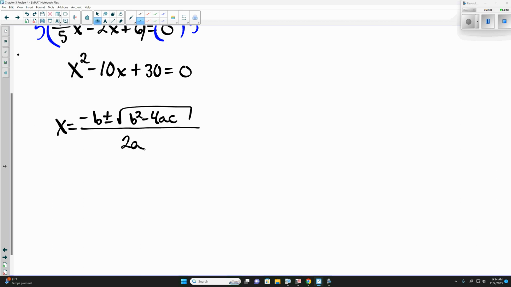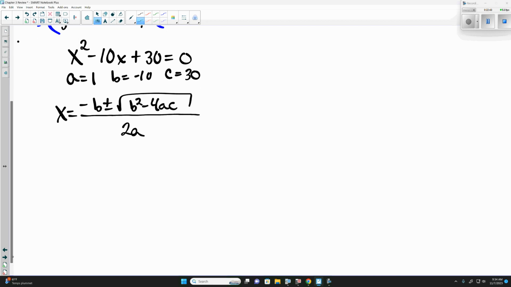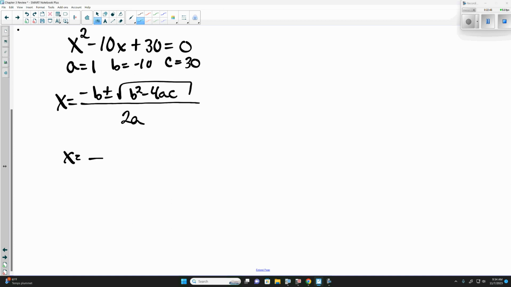Square root method's kind of yes and no, because we technically use the square root method in completing the square. Kind of tongue-in-cheek there. But here, A is 1, B is -10, C is 30. So when we plug this in, we have -b. So it'd be -10, plus or minus the square root of b squared minus 4 times A times C all over 2 times A. So again, we take the values of A, B, and C and plug them into their respective places. Question?